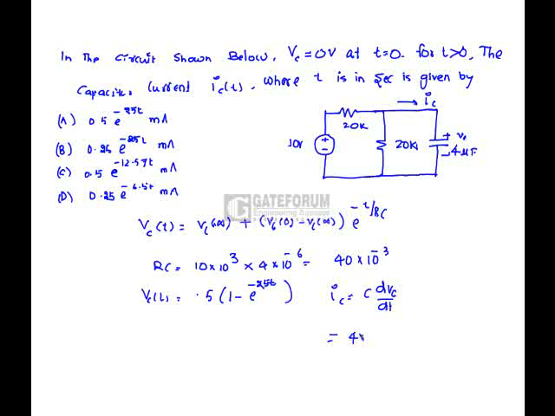So 4 into 10 power minus 6, 25 into 5, e power minus 25t. So 500, that is 0.5 e power minus 25t milliamps. The current through the capacitor is nothing but 0.5 e power minus 25t milliamps. Hence option A is correct.